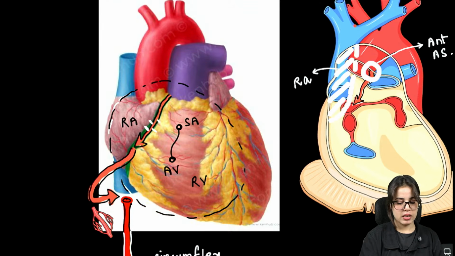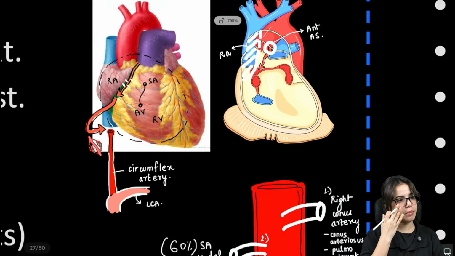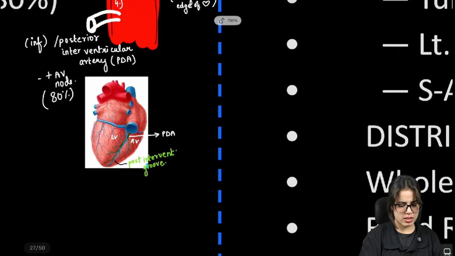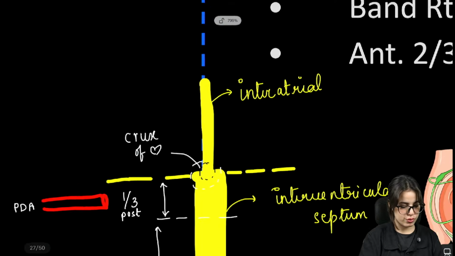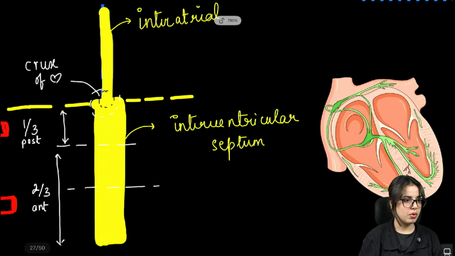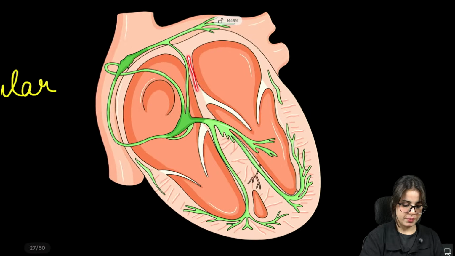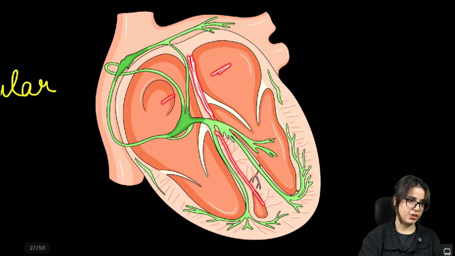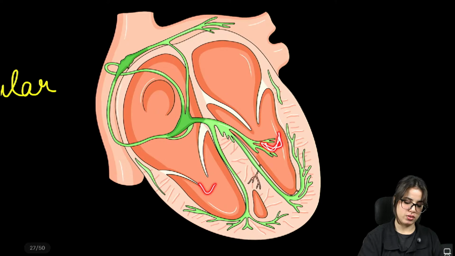Okay. Now, there's another concept that we've always learned about, but we usually forget: the interventricular septum and interatrial septum. Now this part is interatrial, between the atria, and this part is the interventricular septum, between the ventricles.